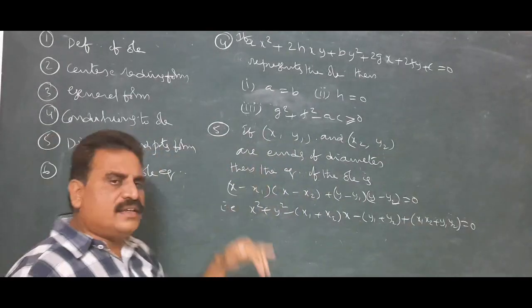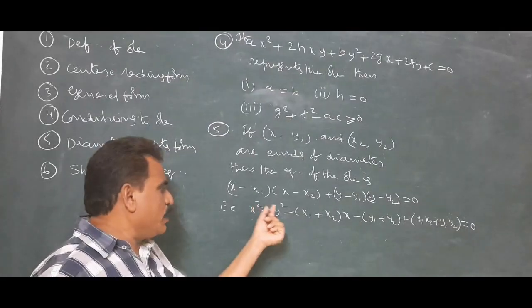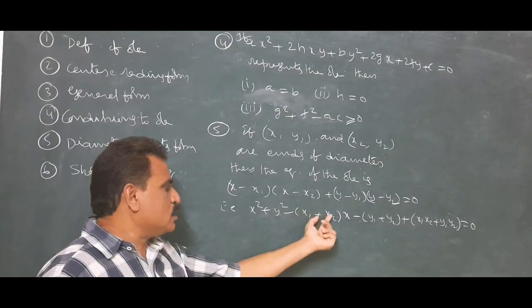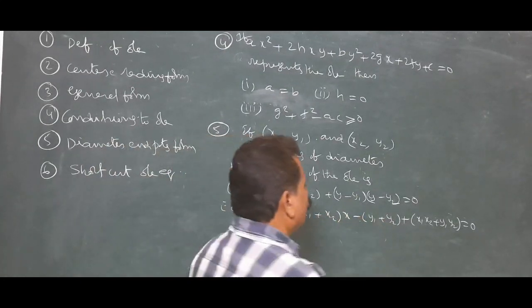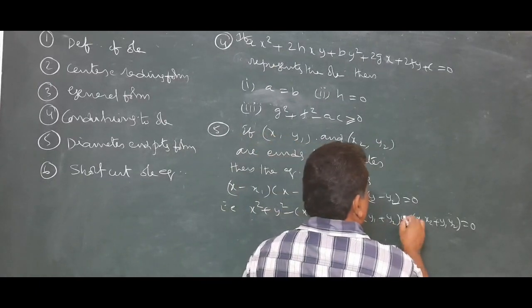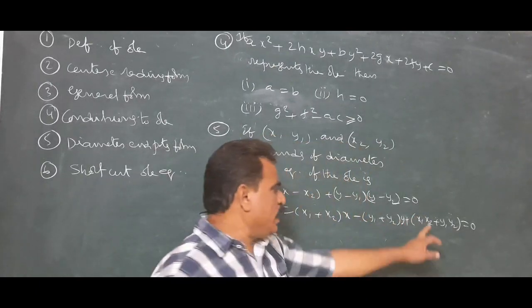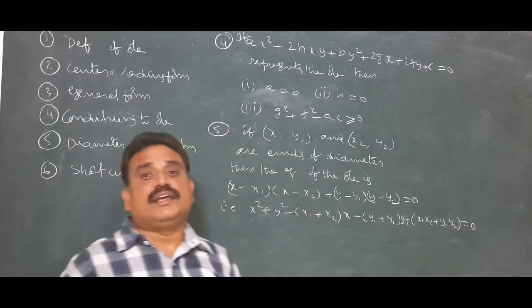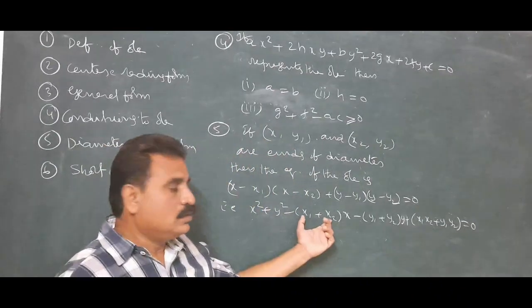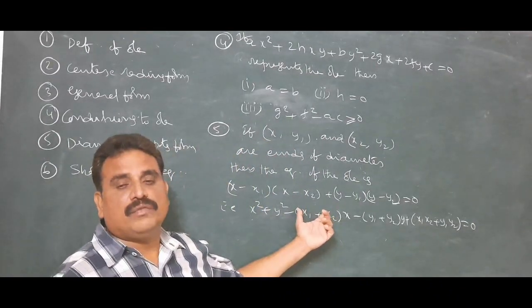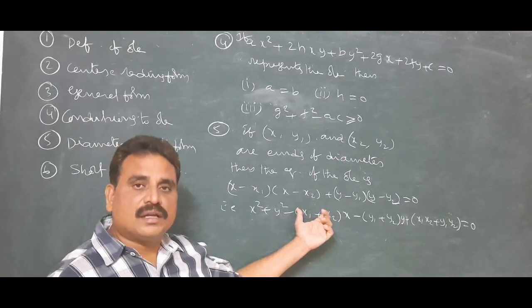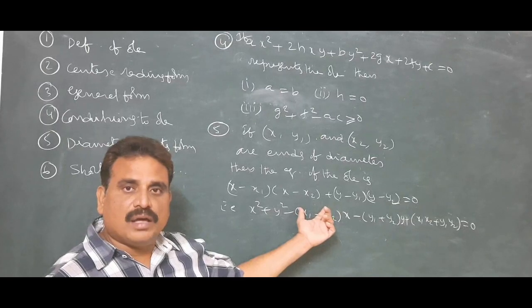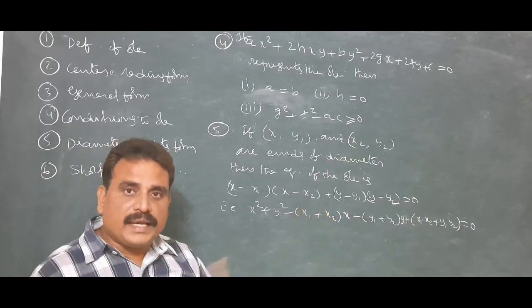If you expand this, we get x square plus y square minus (x1 plus x2) into x minus (y1 plus y2) into y plus x1 x2 plus y1 y2 equal to 0. It is the shortcut form. If diameter endpoints are given, we can easily get the circle equation. This formula you have to remember like this.